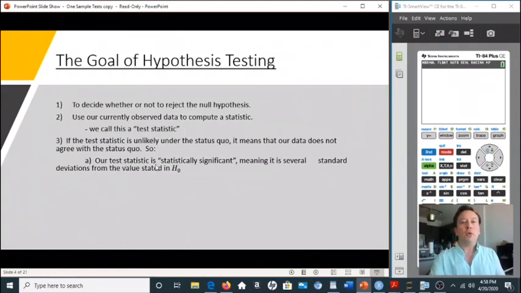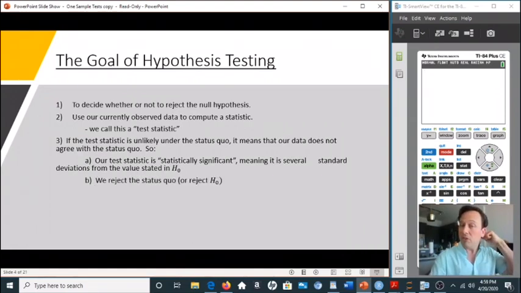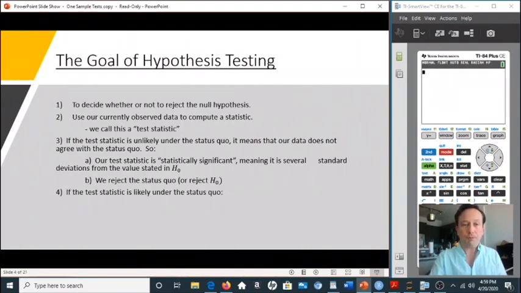Now, in other words, our statistic is statistically significant, meaning it is several standard deviations from the value stated in the null hypothesis. And remember, when you're several standard deviations away, that is significant when you're far from the center. And so that means if we're far from the center, we're going to reject what the center is. And that means we're rejecting the status quo, our center. So we don't think that's true anymore.